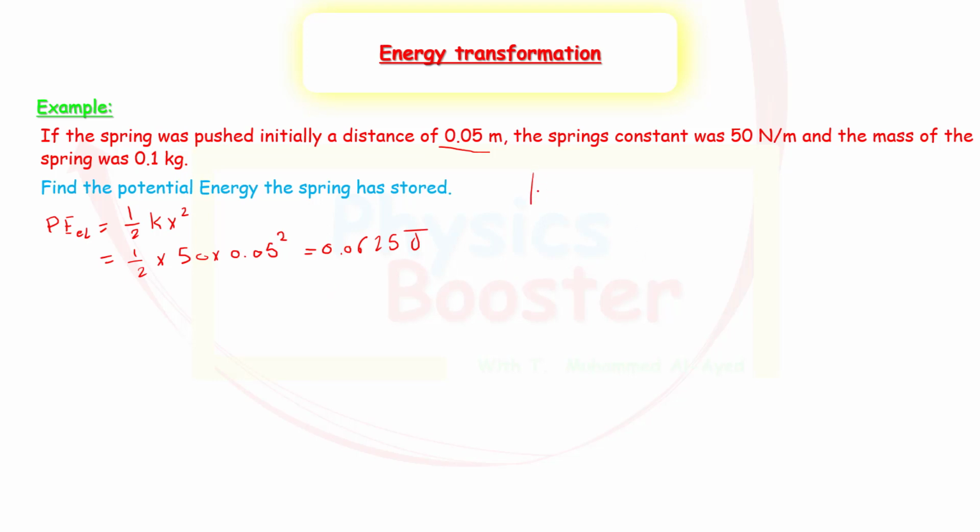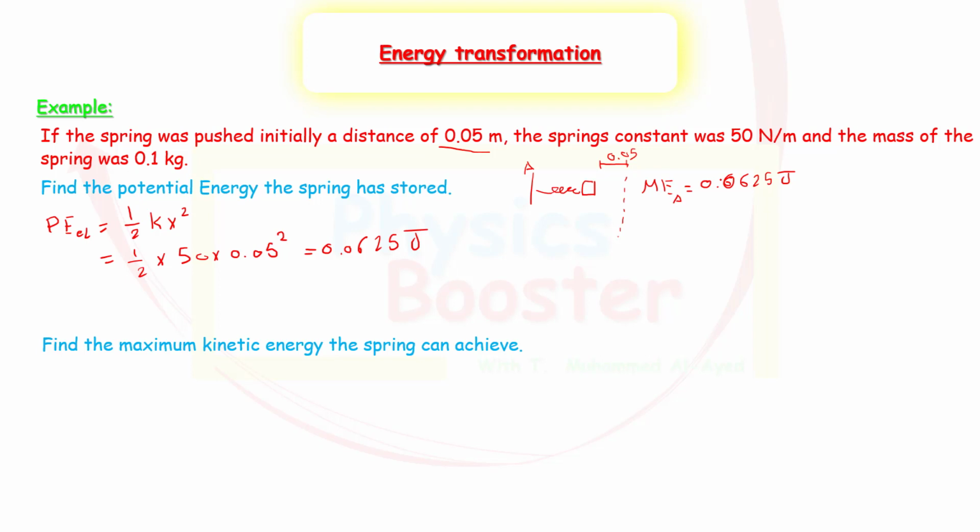Now remember that this is the spring. Let's imagine that this is our spring and it has been compressed from its original length. Let's imagine that this is its original length at a distance equal to 0.05. We can say that the mechanical energy at this point right here is going to be equal to the elastic energy. In other words, let's call this location A. The mechanical energy at location A is going to be equal to 0.0625 joules.